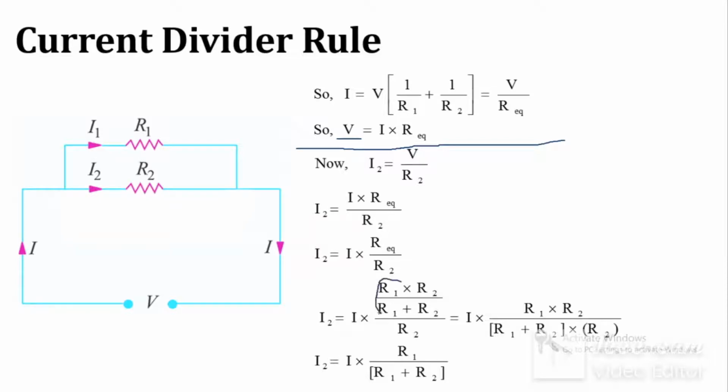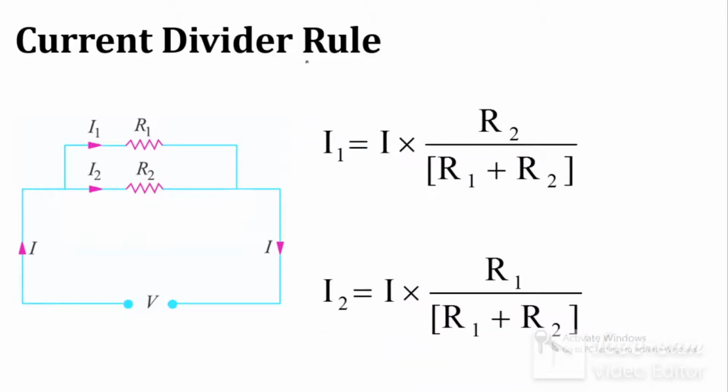We will again put the value of R equivalent, and again shift this denominator over here. So current I2 becomes I into R1 R2 upon R1 plus R2 multiplied by R2. So now here R2 will be cancelled, and in the numerator there will be only R1. So current I2 is equal to I into R1 upon R1 plus R2. So this will be the final formula for the current division rule.